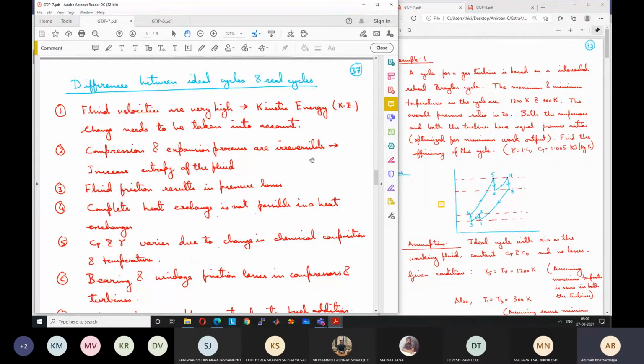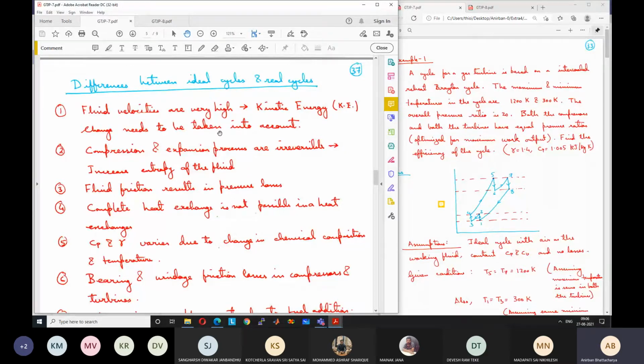So ultimately, we will get some efficiency which is much lower than the theoretical efficiency that we had obtained for an ideal cycle. Okay. So that's why it is very important for us to study these differences between ideal cycles and real cycles and know how to take them into consideration so that we can calculate the parameters for a real cycle. Okay. And that is what we are going to do in the subsequent few classes.